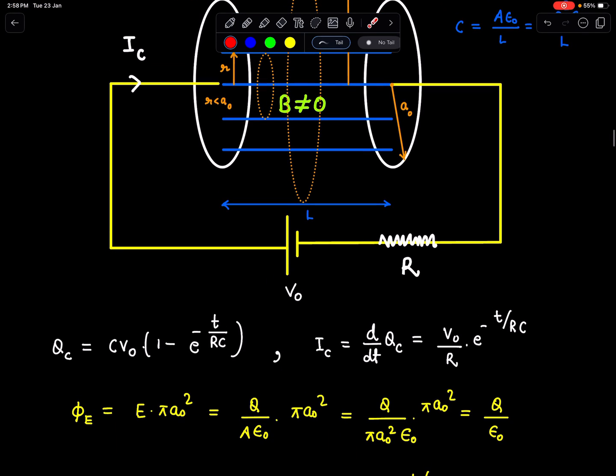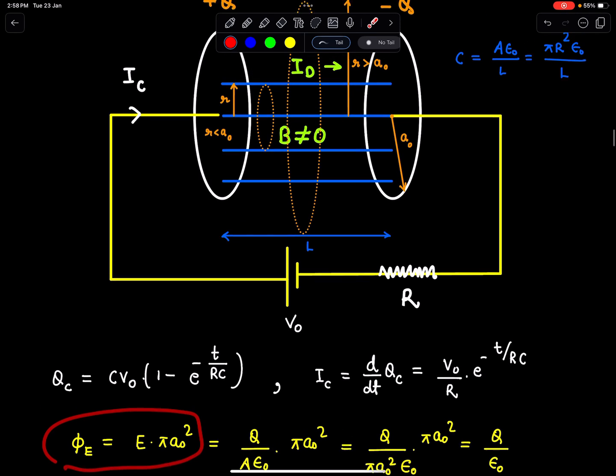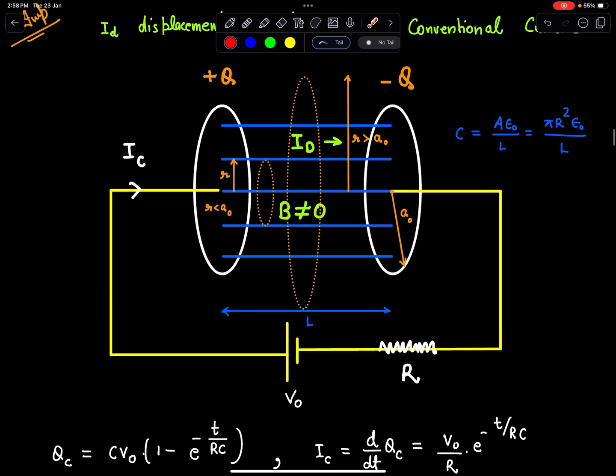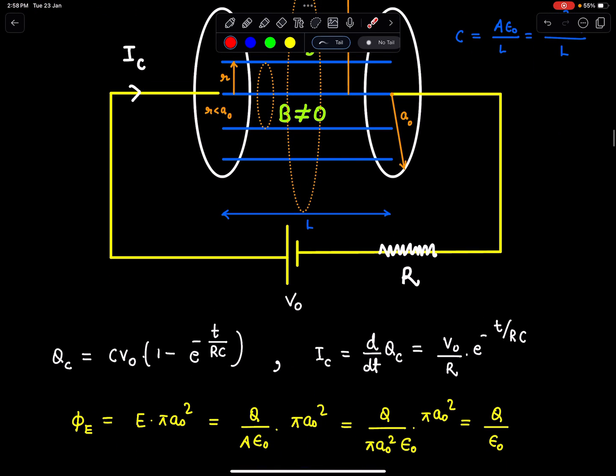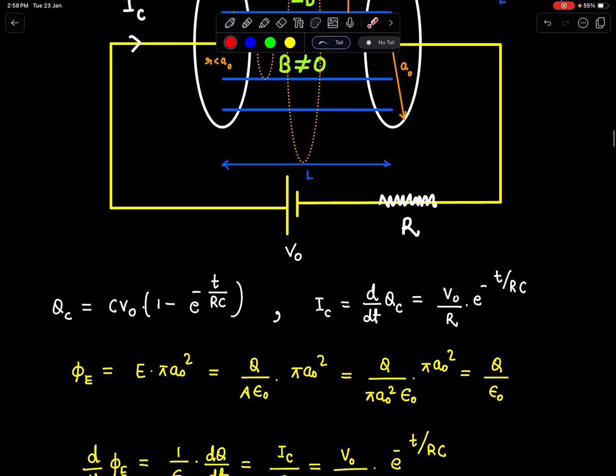Similarly, if I write the electric flux through this surface in the entire plate: E into pi a naught square, where E is the electric field between the plates and pi a naught square is the cross-section area. This will become Q by A epsilon naught times pi a naught square. So this area and area will get cancelled, and you will get charge as a function of time by epsilon naught. So phi electric is known to us.